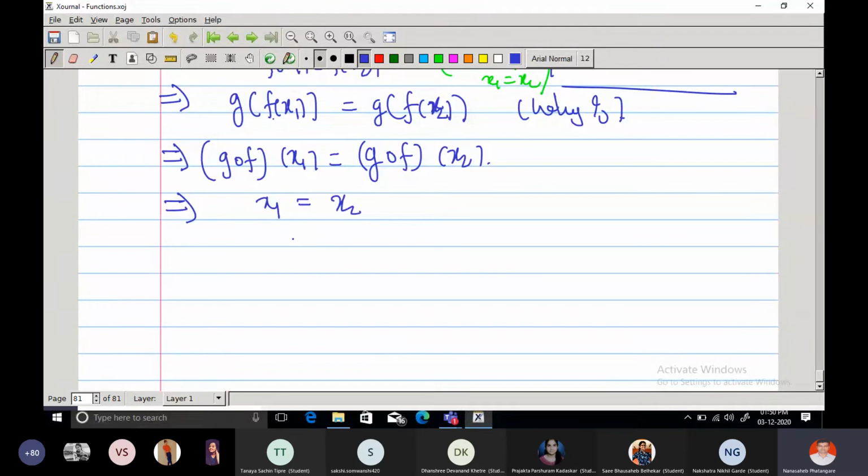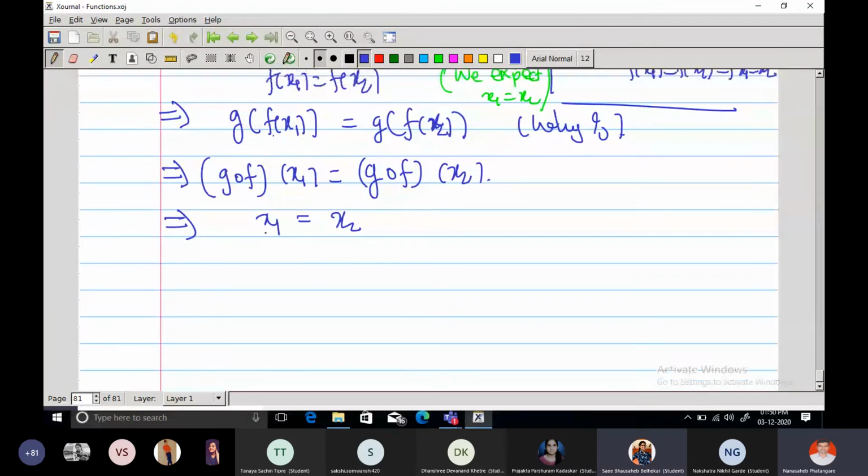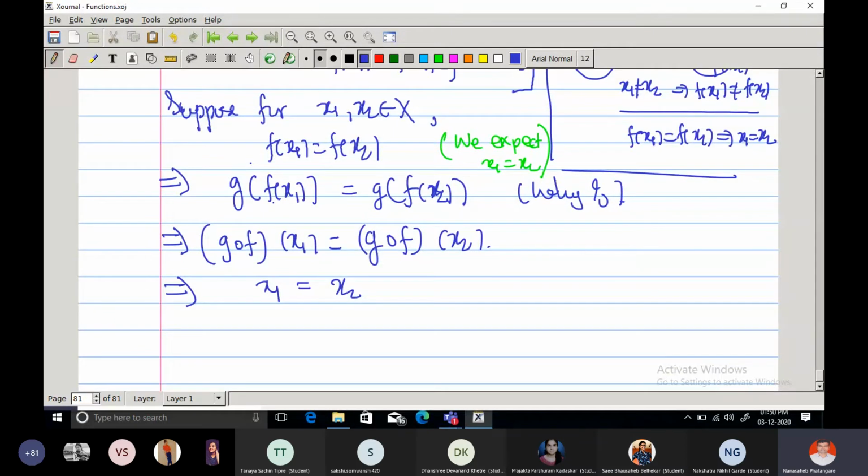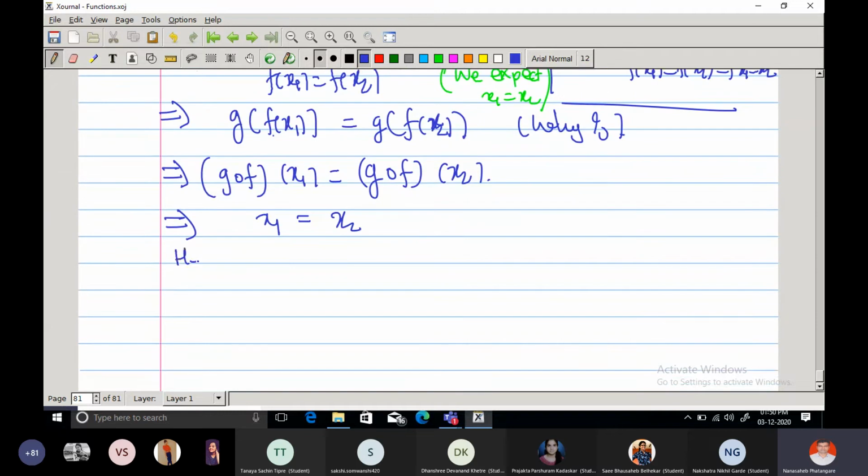Hence, we started with f of x1 is equal to f of x2, where we reach x1 is equal to x2. Hence, f of x1 is equal to f of x2 implies x1 is equal to x2. Therefore, f is 1-1. Right? If the composite is identity, then the first function is 1-1.